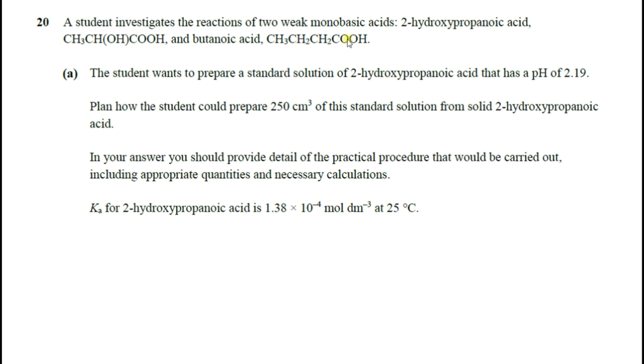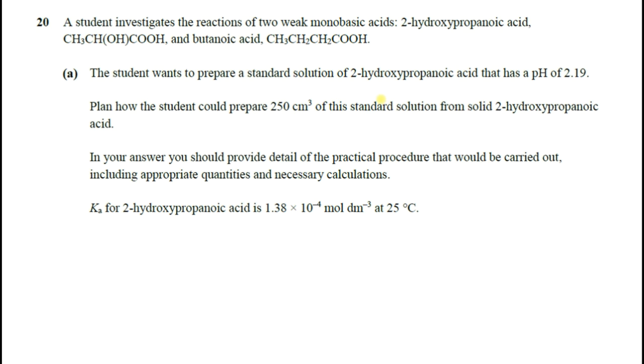Okay, here you have been given some information, so take a moment to read this. A student investigates the reactions of two weak monobasic acids. Both are monobasic, so one proton is donated by both acids, right? This one, that one. The student wants to prepare a standard solution of 2-hydroxypropanoic acid, which is that one, with a pH of 2.19. Okay, so keep that in mind.